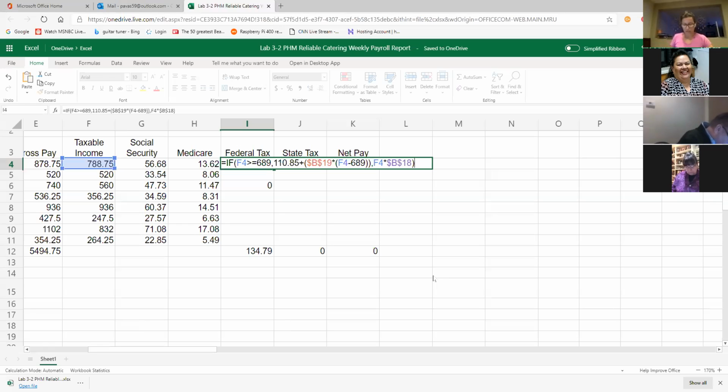It's a long formula. It's a very, very long one. It has 2 variables. It depends on how much money they're gonna pay in federal tax. It depends on how much money they make. See, if it's greater than 689, this one is not. See, it's 788. So no, I'm sorry, it is greater than 689, so it has to pay the tax. The 110.85 tax.